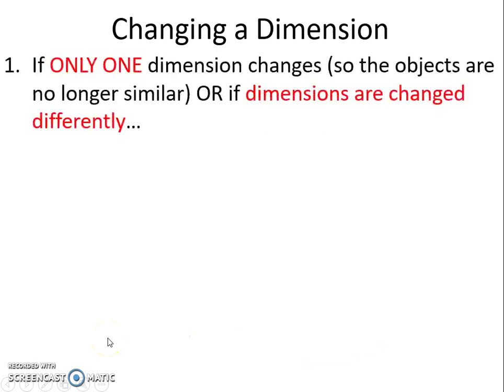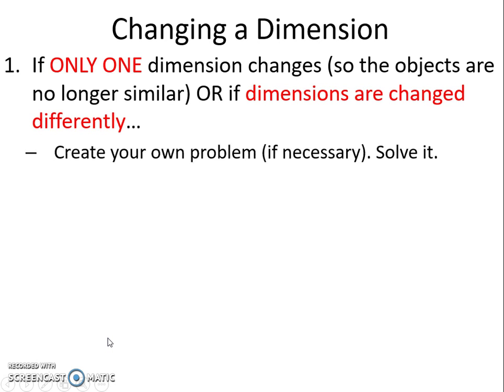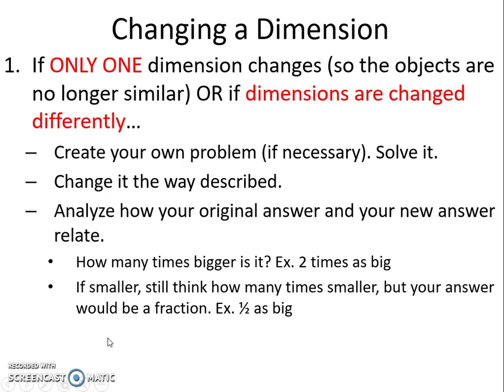Changing a dimension. Number one, if only one dimension changes, so the objects are no longer similar, or if dimensions are changed differently, create your own problem if necessary and solve it. Change it the way described. Analyze how your original answer and your new answer relate. How many times bigger is it? Example, 2 times as big. If smaller, still think how many times smaller, but your answer will be a fraction, half as big.